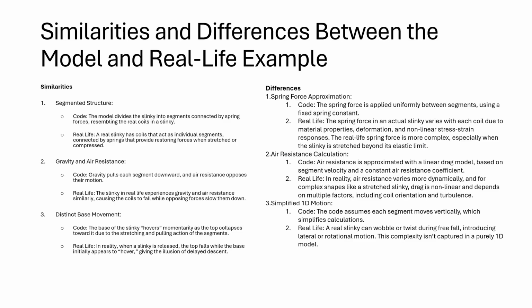So in terms of similarities and differences between the real life model and the computational model, there's a segmented structure. So each part of the Slinky moves on its own. For gravity and air resistance, both models face gravity and air resistance as resistive forces, and also there are distinct base movements because of the end of the Slinky and how it stays stationary throughout the whole movement.